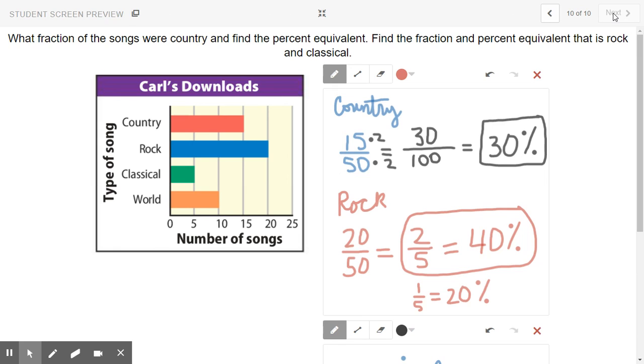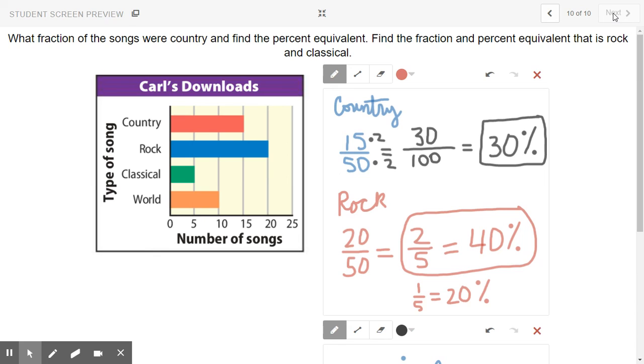What fraction of the songs were country, and find the percent equivalent? So if I look at country, there were 15 out of 50 songs. So what percent equivalent would that be? Percent obviously means out of 100, so I multiplied top and bottom by 2. Country is 30%. Now they wanted you to find the fraction and percent equivalent for rock and classical.